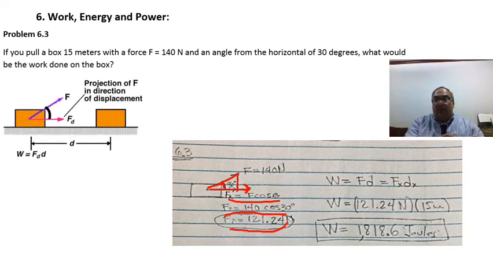Now, if we want to know work, we already have the force. We take the component, and it moved 15 meters. So 15 meters times the force. We multiply them, and we will get a work of 1,818.6 joules. Now let's go to the next problem.